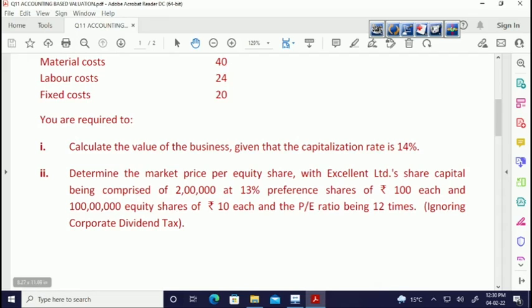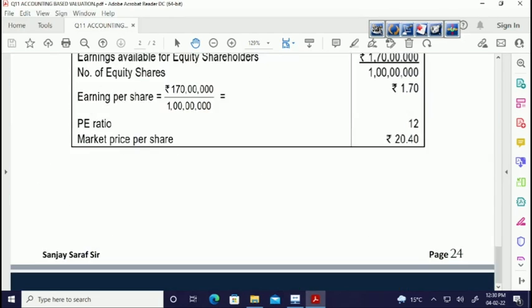And how many shares do we have? Equity shares 100. So 170 by 100. So EPS is 1.7. P/E ratio 12. 1.7 into 12. What is it? 20.4. 20.4 is the share price.